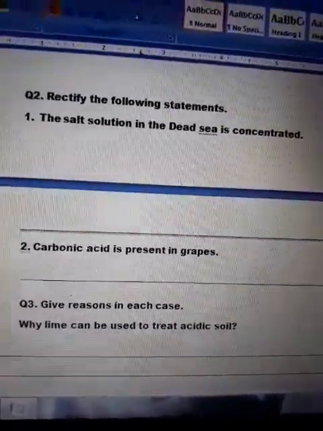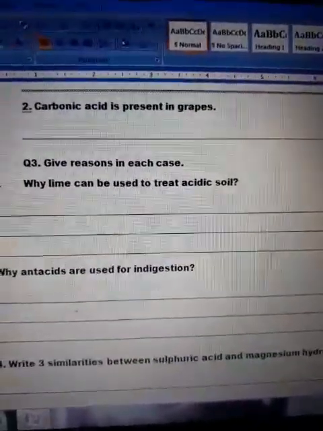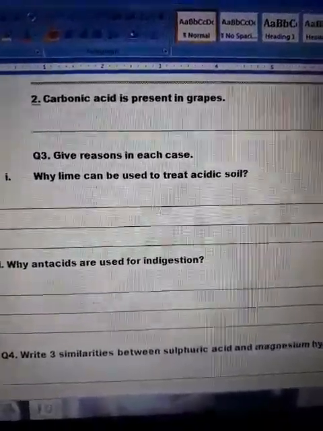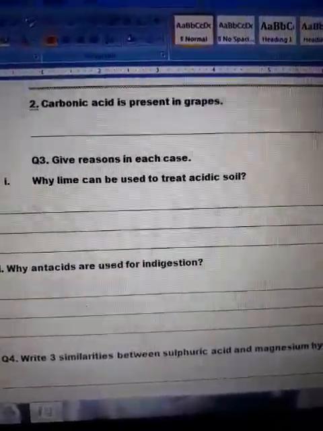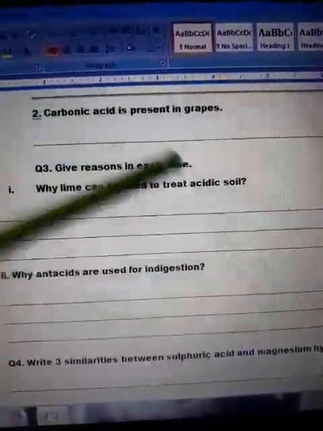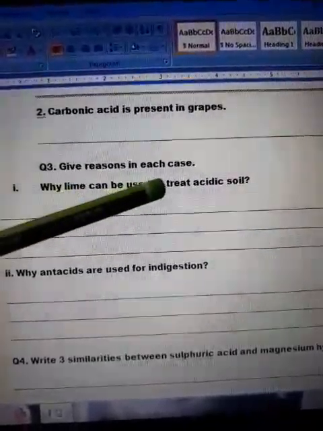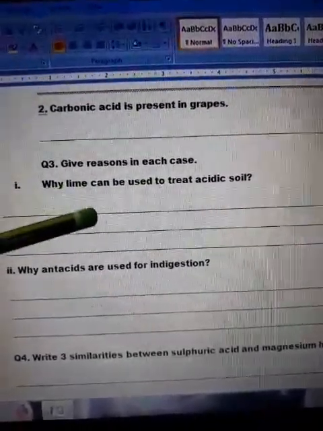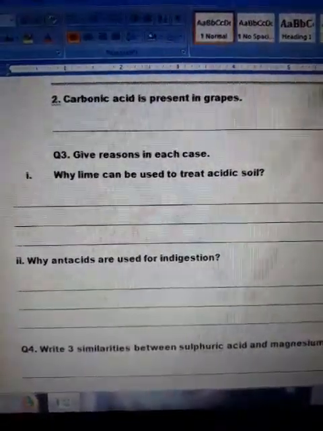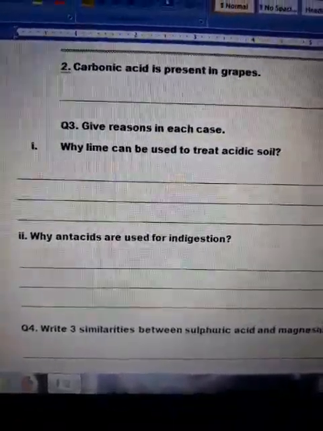Why can lime be used to treat acidic soil? Lime is actually calcium oxide. Calcium oxide is alkaline in nature. It means when alkali in proper amount reacts with acid, it results in a neutralization reaction. So calcium oxide is used to neutralize the acidic soil, which became acidic because of excessive acid rain.